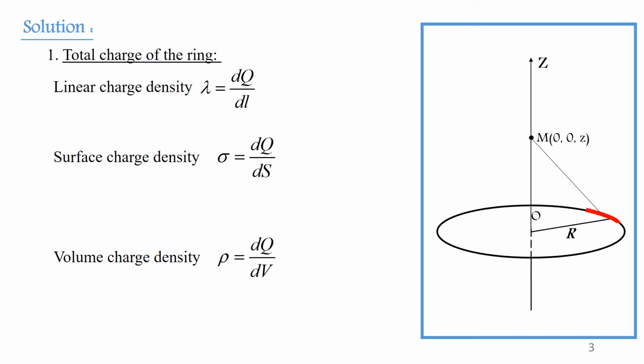Here in our case we have a wire bent to form a circle, so the density of the charge is linear, obviously, lambda. Even though in our picture it seems to be a surface, it is hollow inside. I mean it's empty, and the distribution is only on the circumference or the peripheral side.